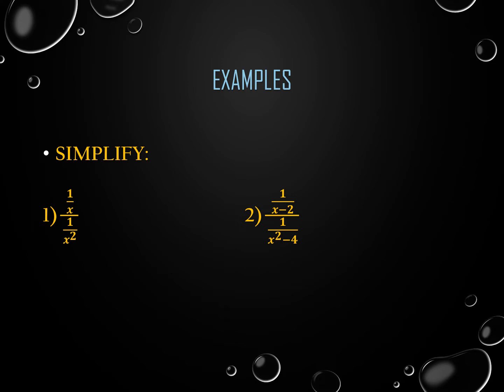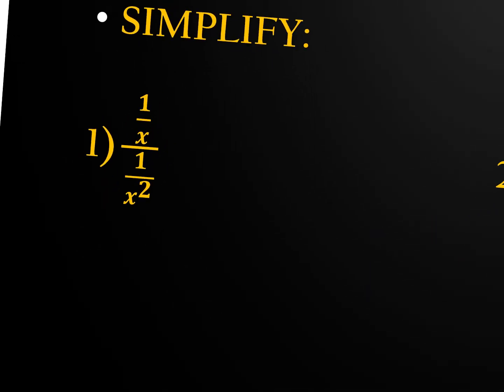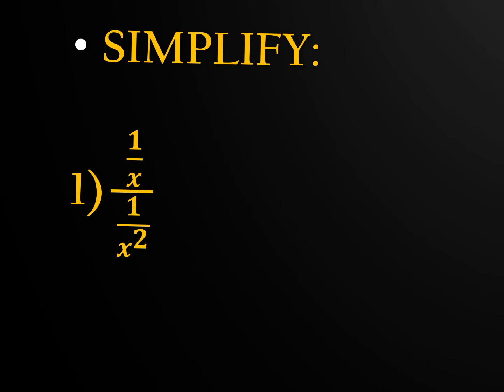So the first one has two fractions here. This is the main fraction bar right here. That fraction bar means division. So really all we're doing here is the top fraction, 1 over x, divided by 1 over x squared. So what I'm going to do is keep, change, flip: keep this one the same, change this to multiplication, and flip the second fraction upside down.